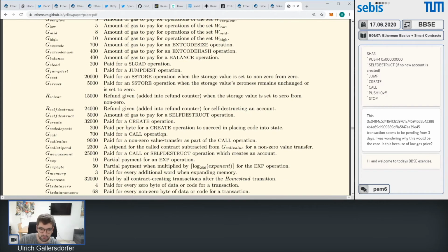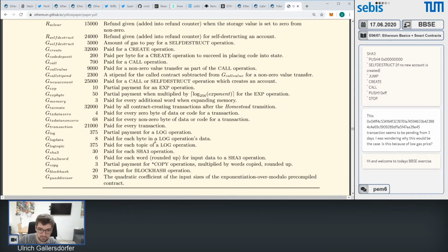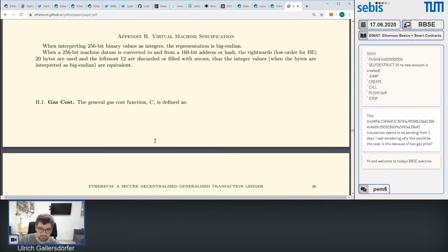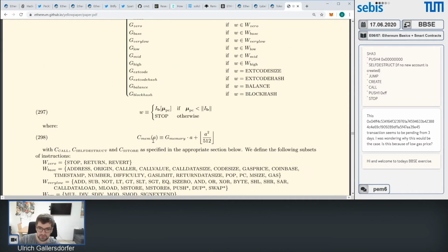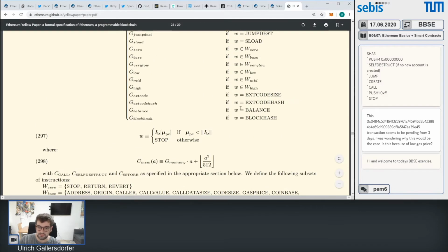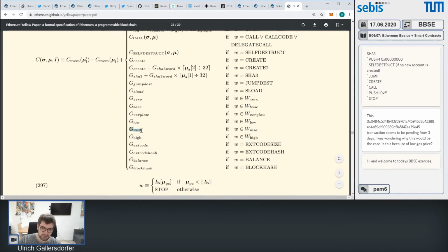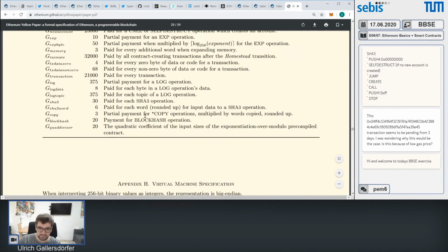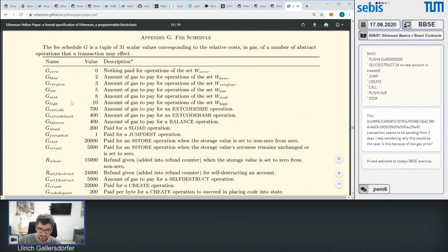Then we have a jump. We have jump, jump, jump. I'm not too sure where it exactly is. I think I saw it here, yeah. So it's W mid is G mid, and therefore G mid is 8 gas.